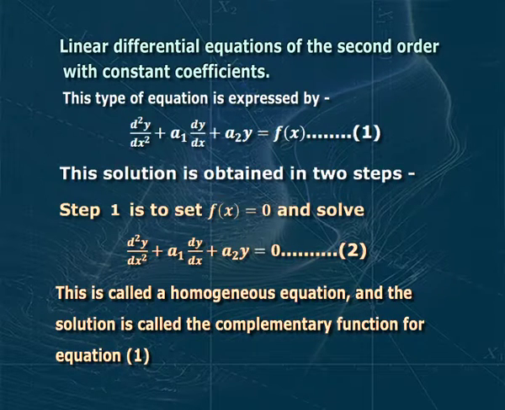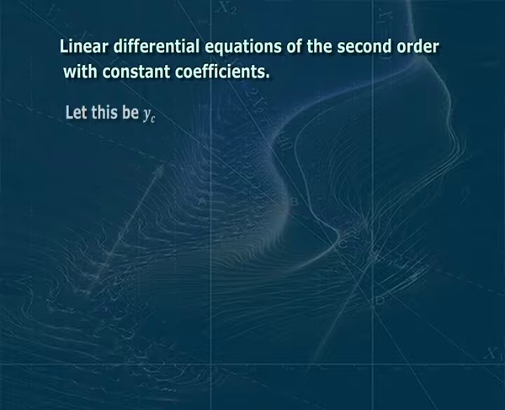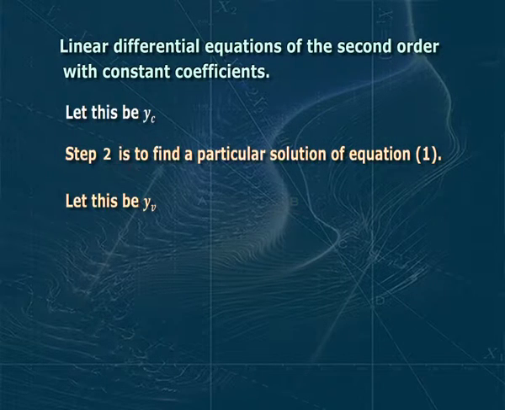This is called a homogeneous equation, and the solution is called the complementary function for equation 1. Let this be represented by yc. Step 2 is to find a particular solution of equation number 1.